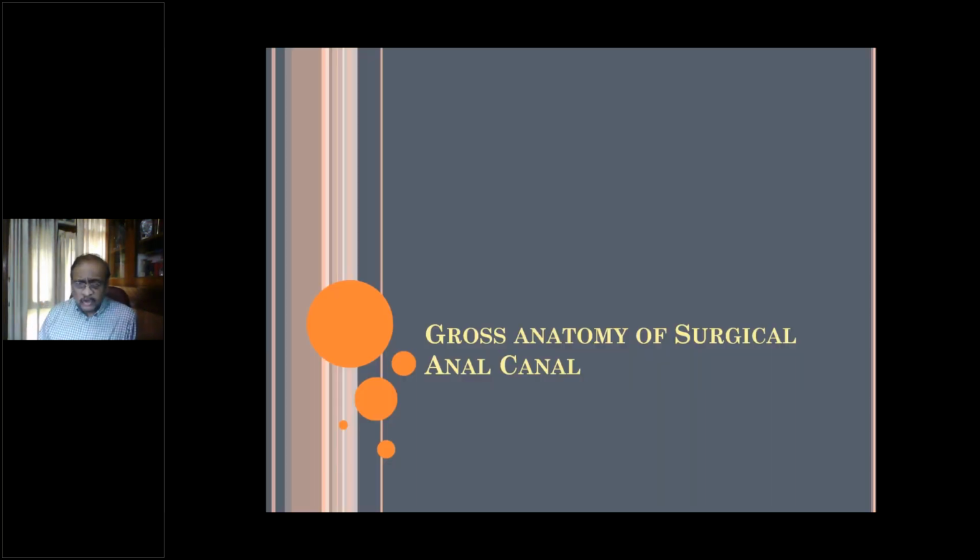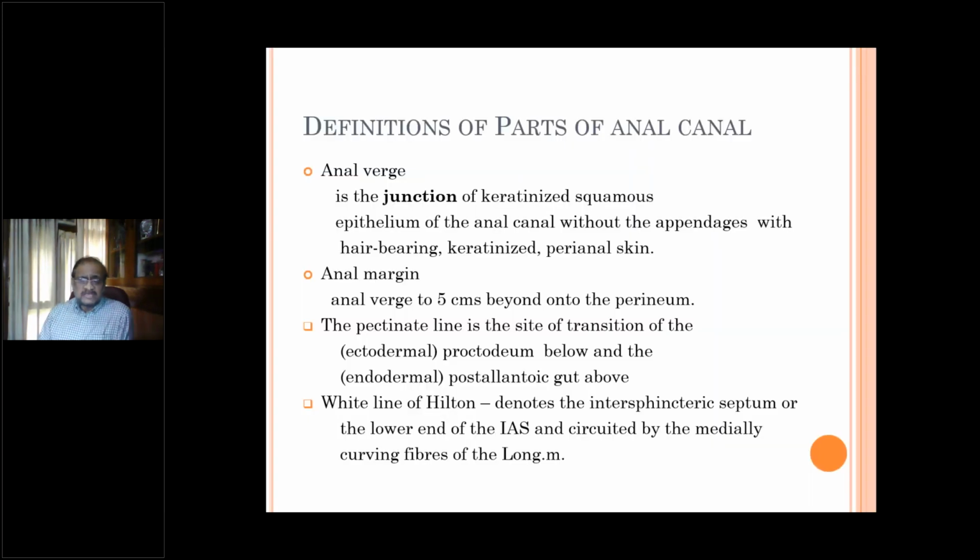Now, what is the gross anatomy of the surgical anal canal? As I said earlier, we'll only be referring to the surgical anal canal from now on. There are certain definitions of parts of the anal canal which you'll come across in your lectures or readings, and these terms may be slightly confusing: what is the anal margin, what is the anal verge? They are often not distinguished and can be used instead of one another, but that doesn't mean they are the same thing. They are two different anatomical landmarks.